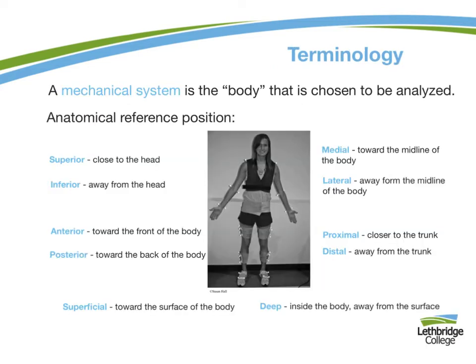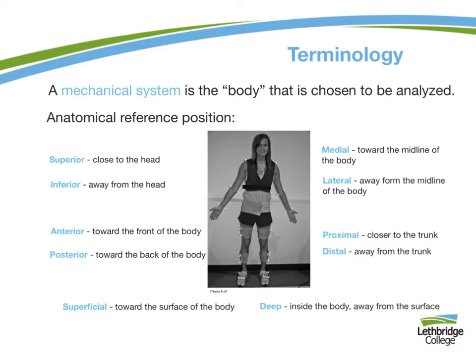Our next slide here, there's a bunch of terminology that you should be familiar with from anatomy, but just to review and make sure we're all on the same page here. A mechanical system is the body that is being analyzed, and it depends on what you're actually looking at. Say, the violin player that I talked about in our first lecture, if I'm just looking at the violin player, the only thing that's moving is the wrist and the arm, right? That would be the body. It's not the entire body.